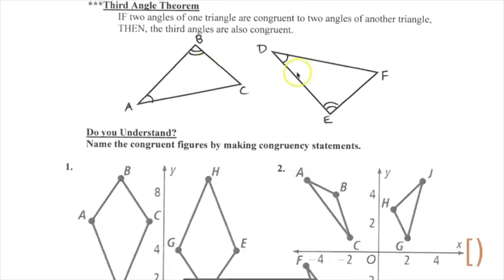Third angle theorem, all this says is if you have two triangles with two angles congruent, see how angle B is congruent to angle E, and angle A is congruent to angle D, then the third angle must be congruent. You don't actually need to show the third angle. We just know, oh, they must be congruent. And that works because a triangle is 180.